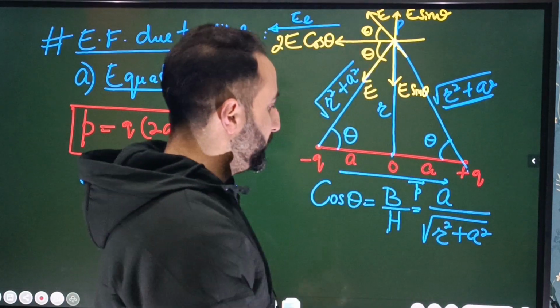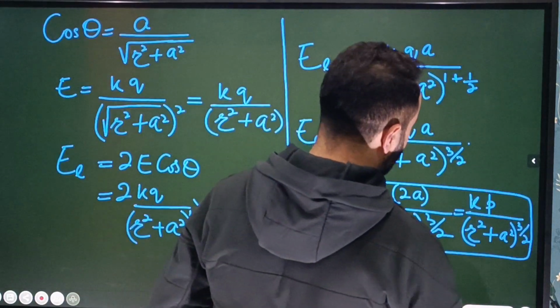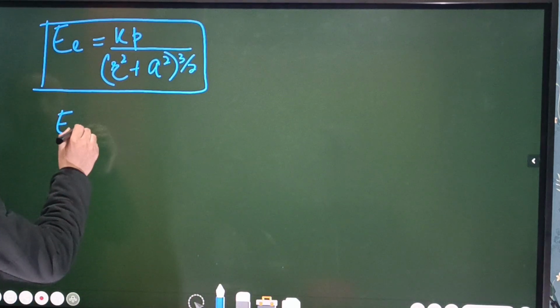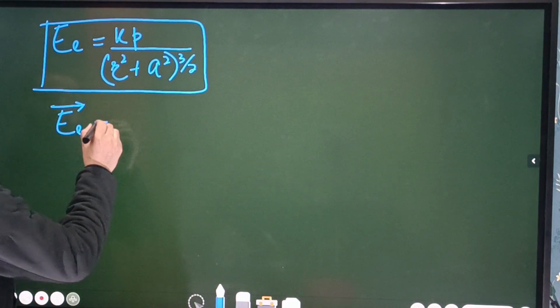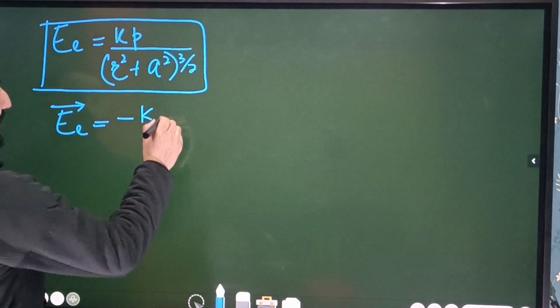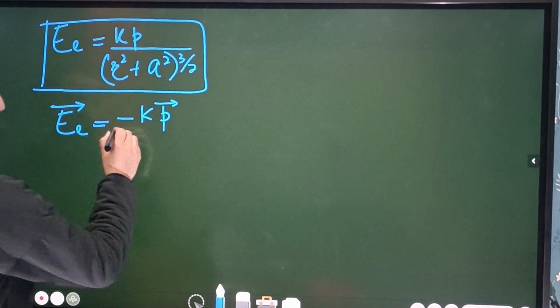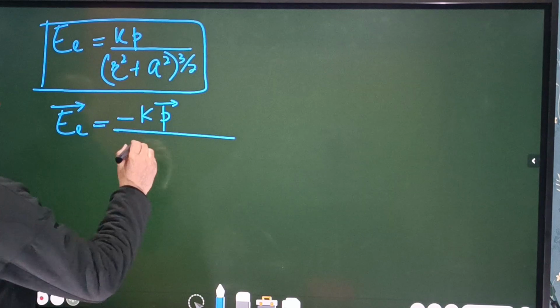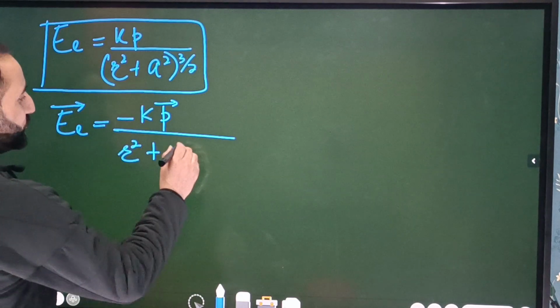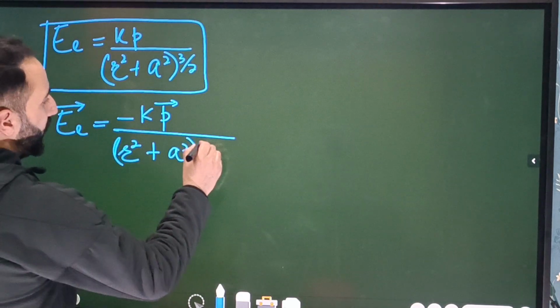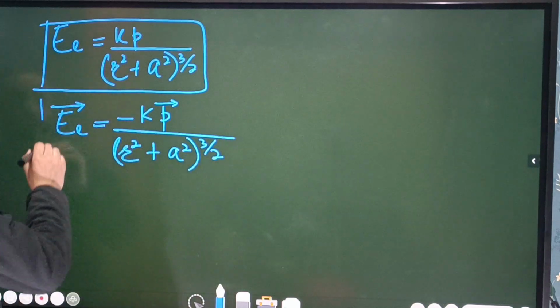All right, okay. So finally, this is what I will write down here. So the vector form, I can simply write it like this. Electrostatic field on the equatorial line is like this. It is equal to minus k into p, where the negative sign implies direction reversal, implies that this electrostatic field and the dipole moment are anti-parallel. Okay, so this is the electrostatic field.